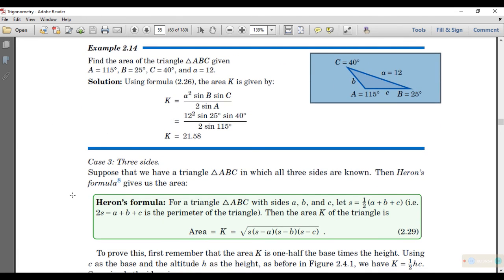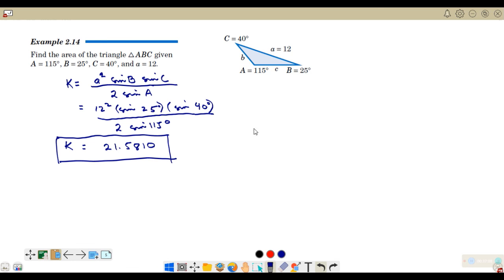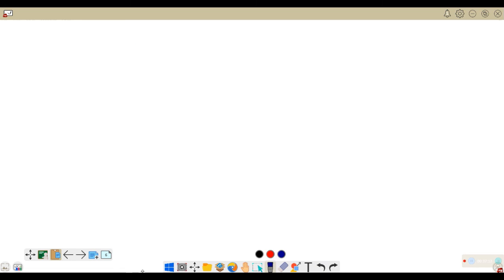Ito, maganda to. So, meron tayong tinatawag na Heron's formula when all the three sides are given. None of the angles are given dito. Puro sides lang. So, ano ang gagamitin natin sa Heron's formula? Ang dali lang din ito tandaan. Ayan. So, case 3, meron na tayong 3 sides. So, wala tayong gagamiting angle. So, sobrang dali siya tandaan.